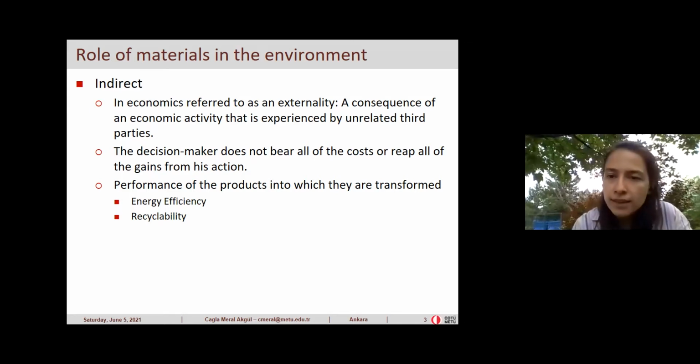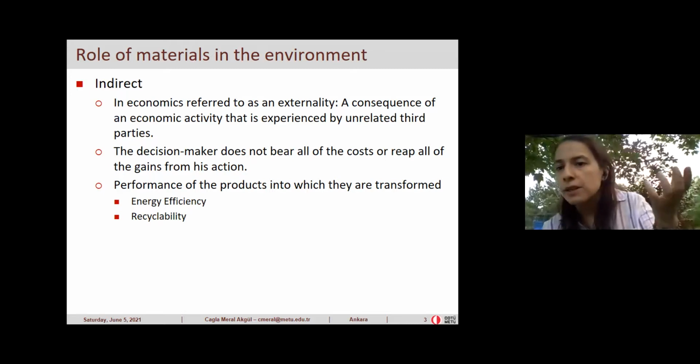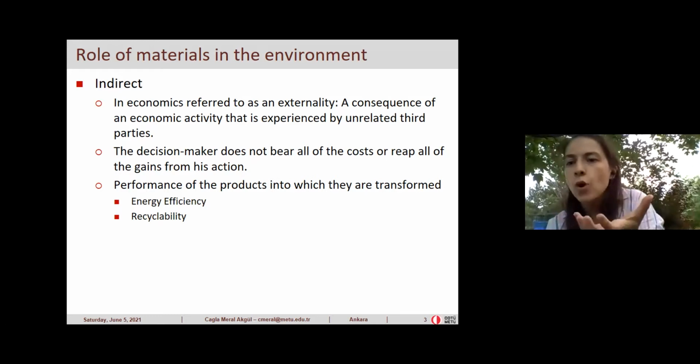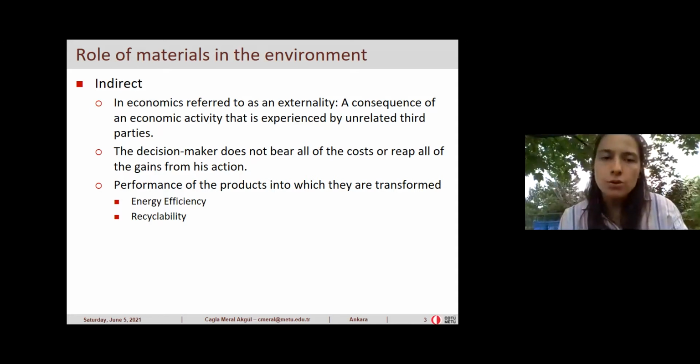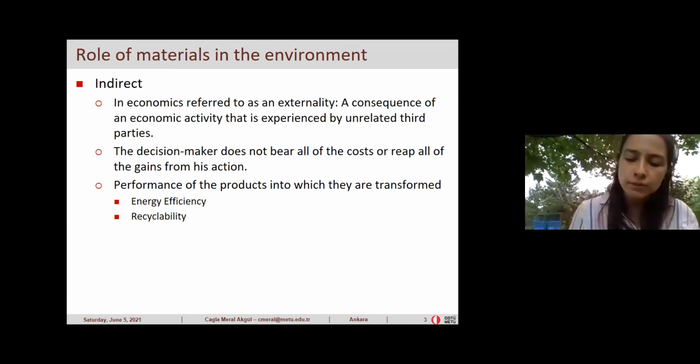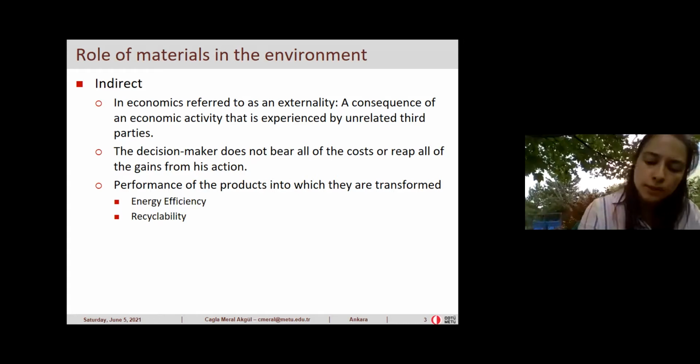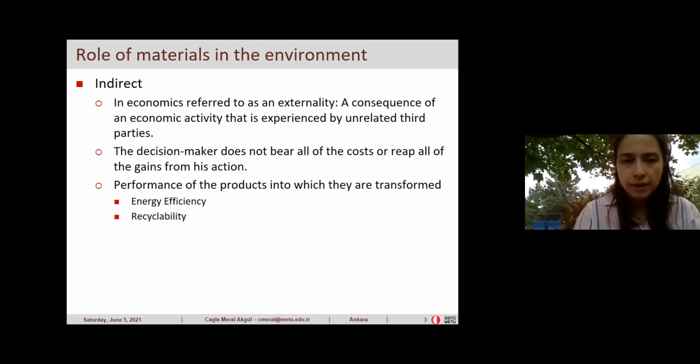And another thing is recyclability. For example, you buy a product, and then, for example, a milk bottle or a yogurt cup. You have to recycle it, but it's up to you to recycle it. It's not up to the company. So there are these indirect influences. So there are not just one player, but couple players. So this is also something that you should keep in mind.